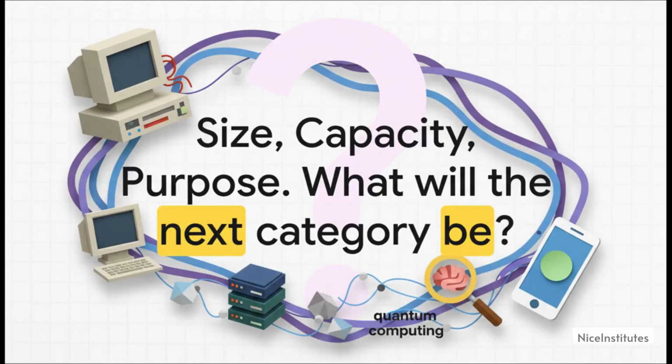So there you have it. From those room-sized giants all the way down to the phone in your hand, every computer can be understood through these 3 key lenses: its size, the way it handles data, and its purpose. But you know, with new technology like quantum computing just around the corner, it kind of makes you wonder, what's the next category on our map going to be?